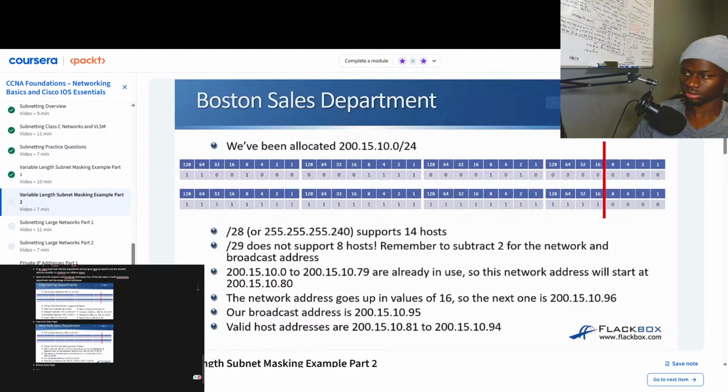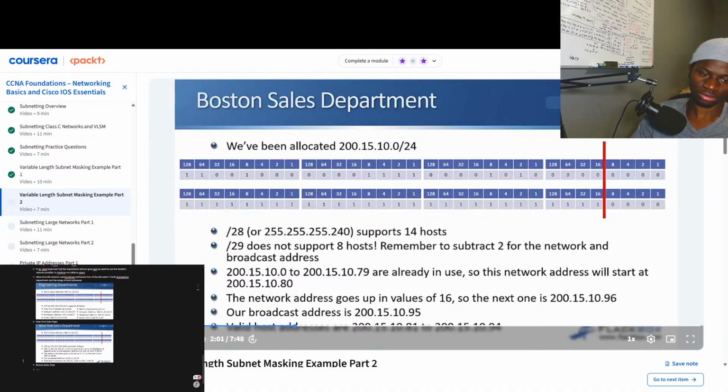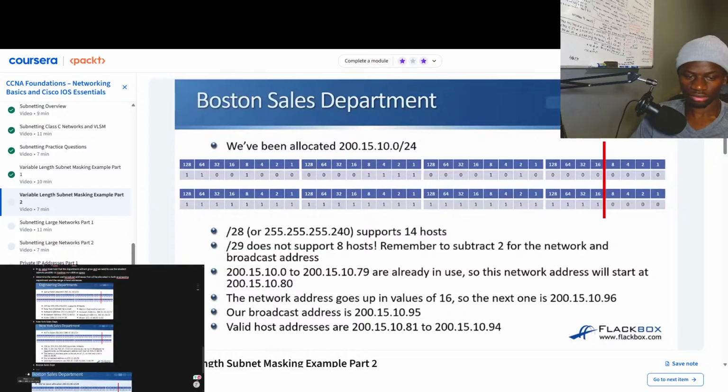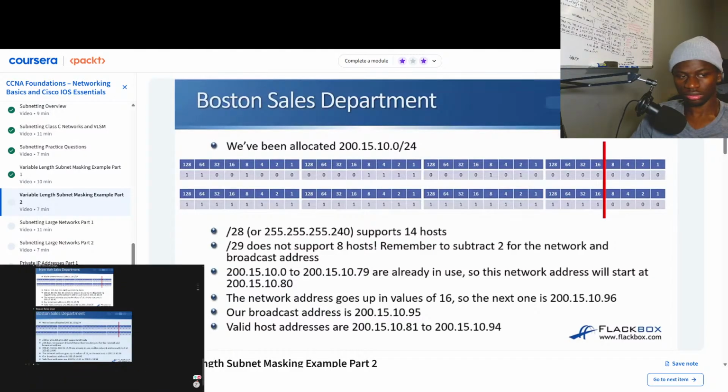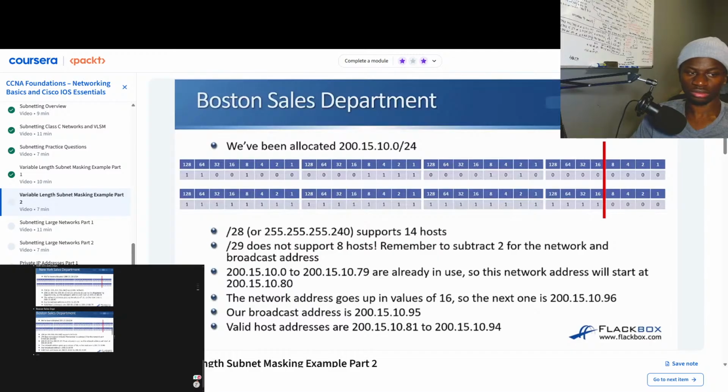Okay, so we need to support 7 hosts. We're going to use a /28 again here, the same as what we did for the last department. You might think you can use a /29, which is a possible mistake that some people would make, because we need to support 7 hosts, so they go 2, 4, 8, okay, that's 3 bits, and they'll make it a /29. They forgot to take away the 2 for the network address and the broadcast address. A /29 supports 8 minus 2, 6 hosts. We require 7 here, so that's not enough. So we're going to use a /28 again, which supports 14 hosts.